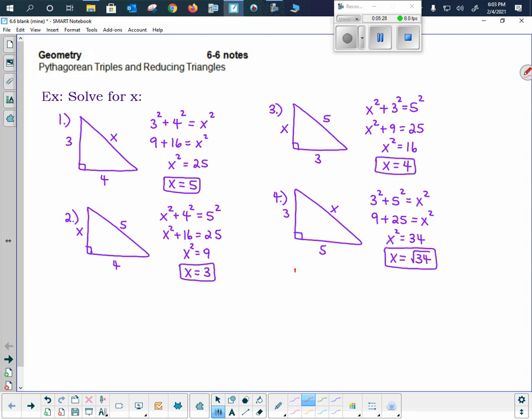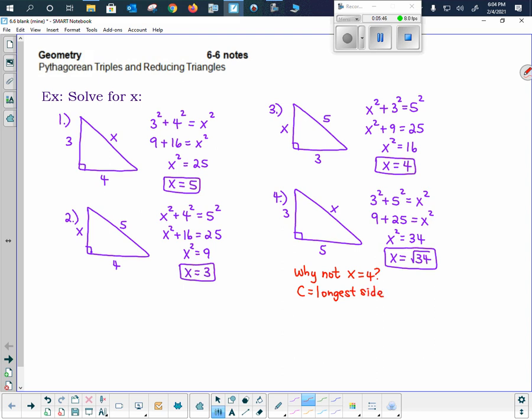So x would be the square root of 34, and then we'll just go ahead and make a note here. When you go back and look at your notes, you've got it. Why not x equals 4? Well, it's because c has to equal the longest side in Pythagorean theorem.